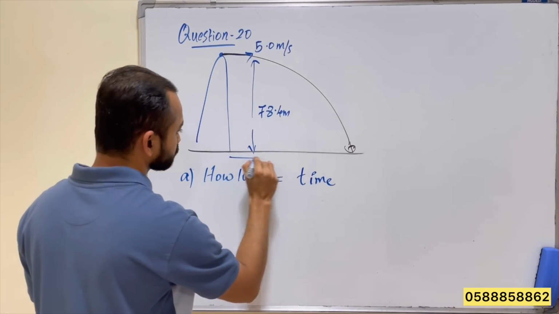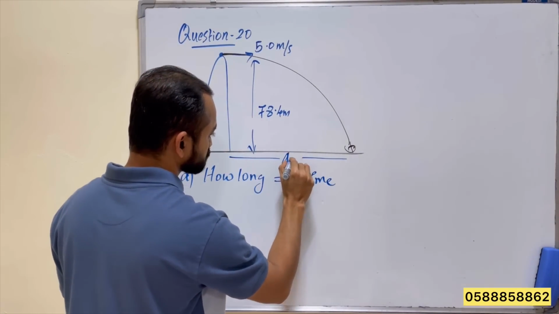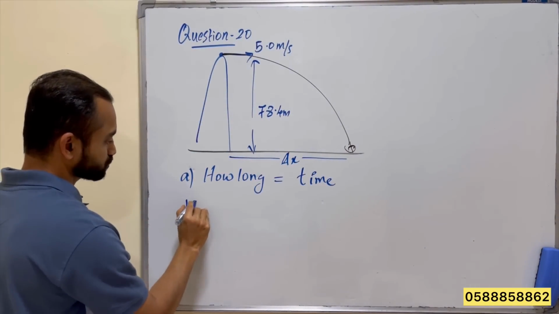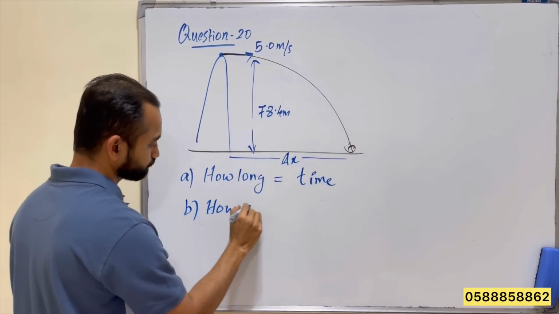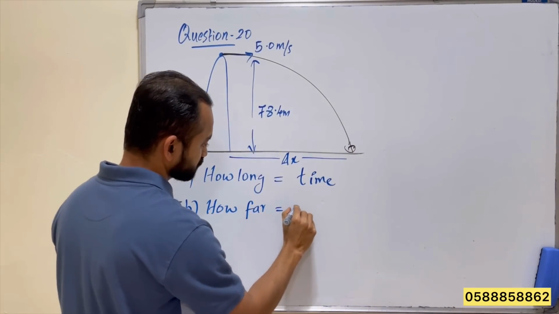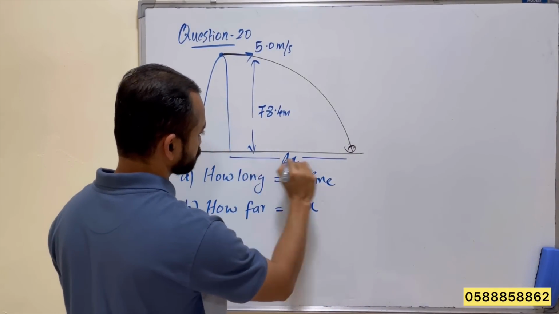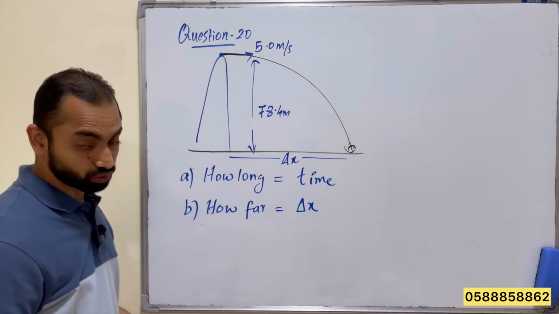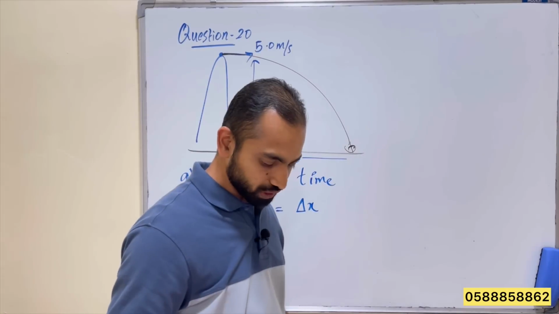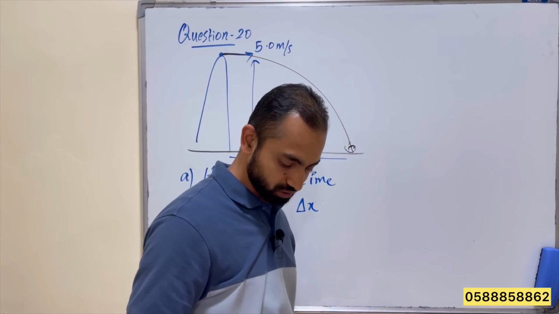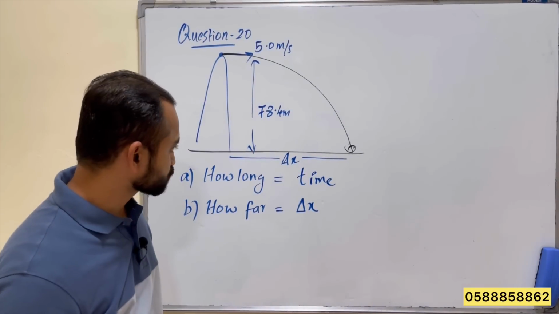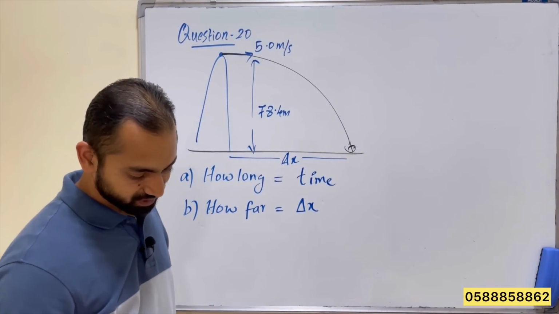How far means this distance, delta x. So if the question is how far, which is equal to delta x, the horizontal distance traveled, it is also called horizontal range, okay, distance traveled, or the horizontal distance traveled, or how far.